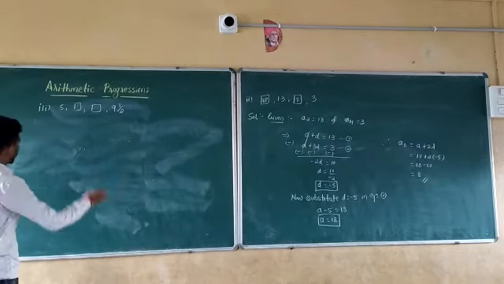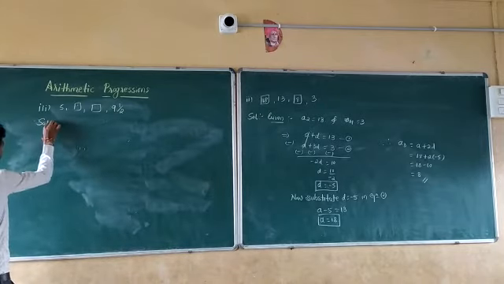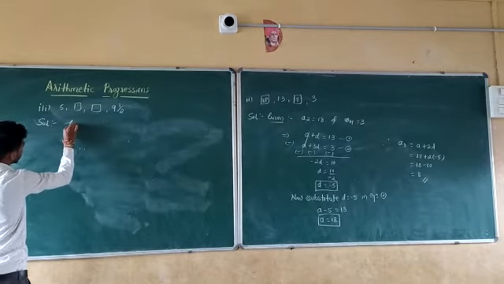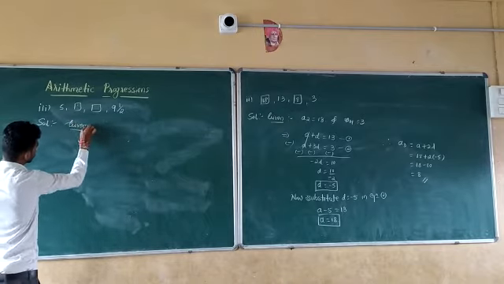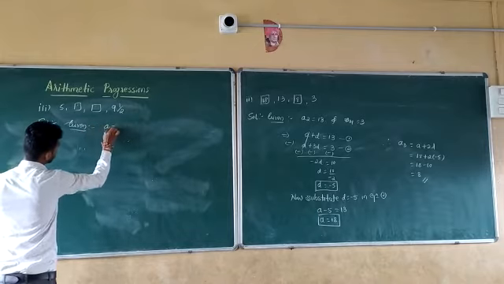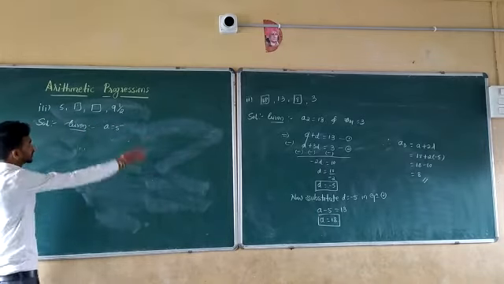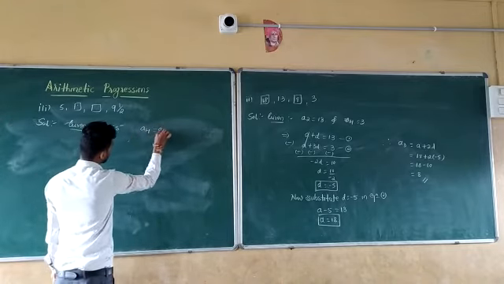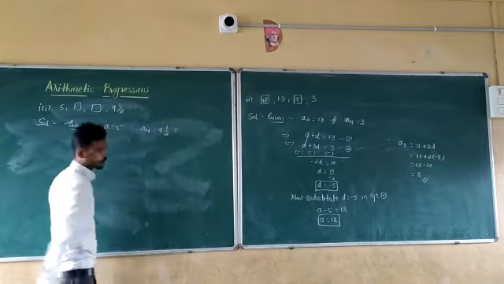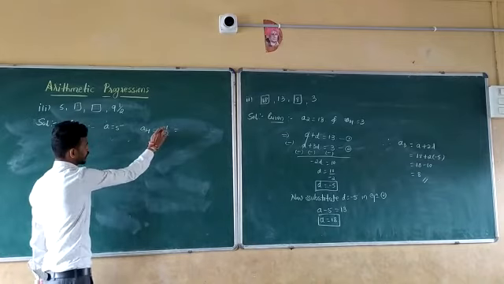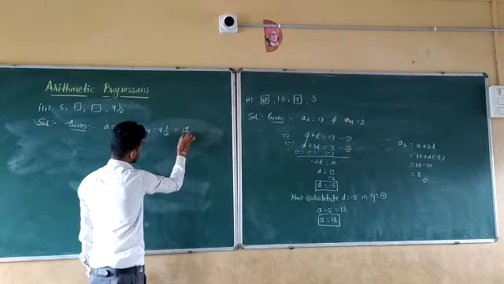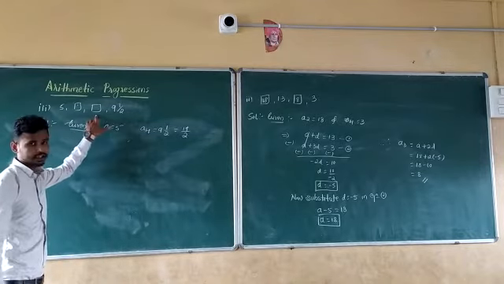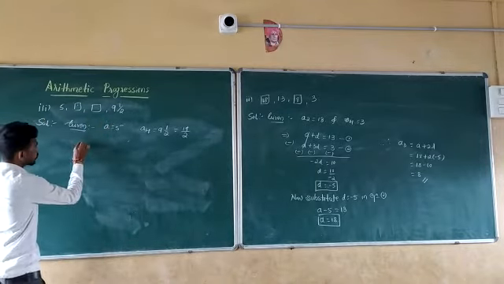So first write what is given. Here the first term is given, that is a equals 5. And next, this is the fourth term, that is a4 equals 9 integer 1 by 2. Convert this into an improper fraction: 9 2s are 18, 18 plus 1, 19 by 2. So now we need to find a2 and a3.